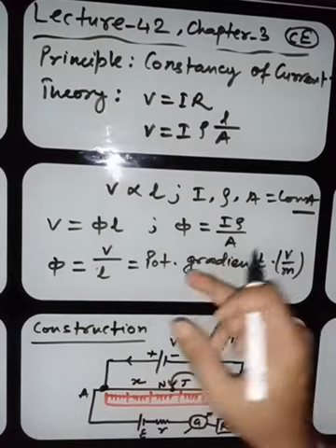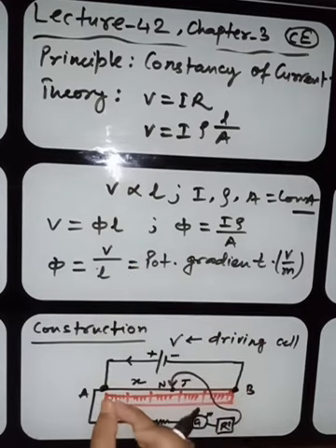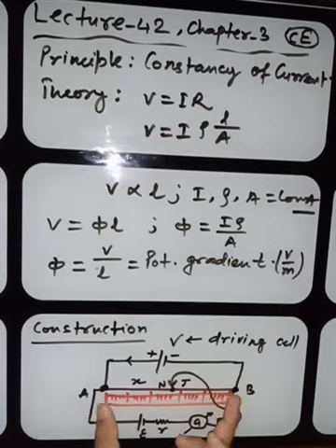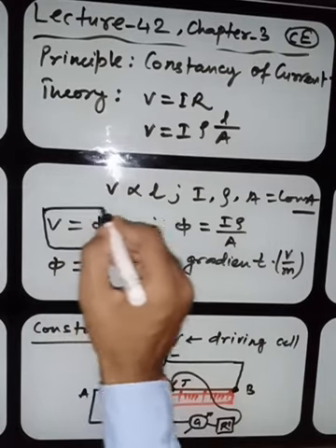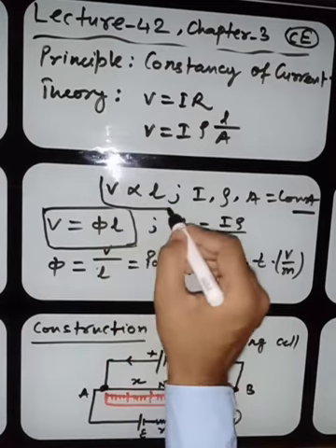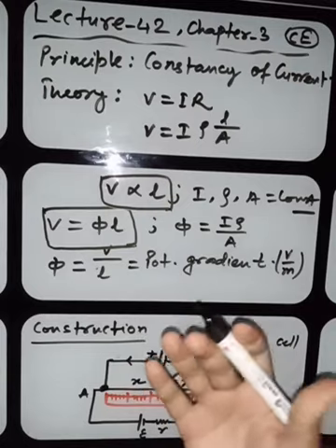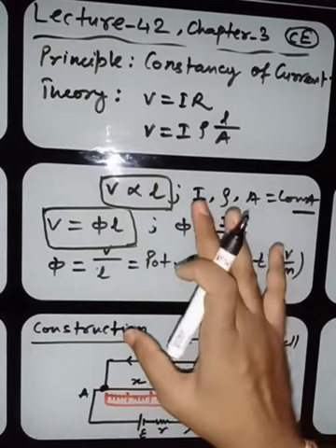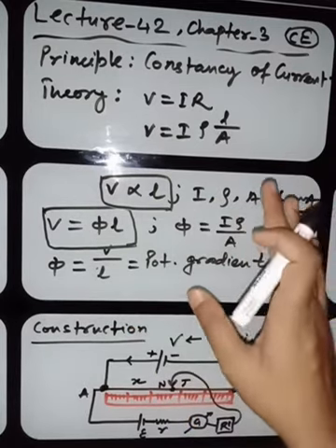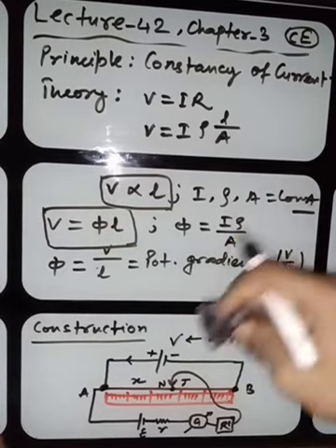If you are trying to find the potential gradient, you have to divide the potential across the ends of the potentiometer wire by the total length of the potentiometer. This is very important. This will help you to find or to correlate the EMF of two cells. Now if you are writing the constancy of current, then you can also write, my dear students, for the principle, kindly note down.